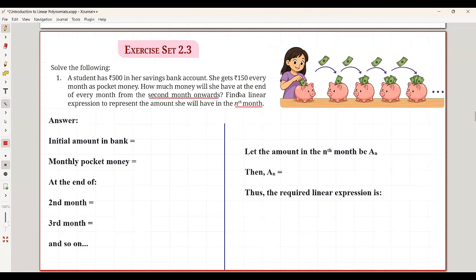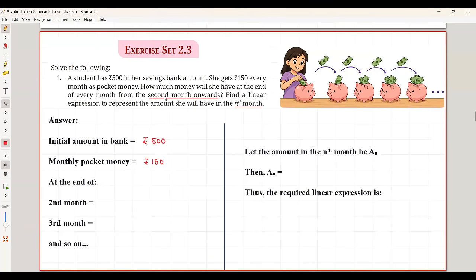Understand the question. A student initially has 500 rupees in her saving bank account. So the initial amount in the bank is given as rupees 500. Next, she gets 150 every month. Monthly pocket money is rupees 150. At the end of 1 month, how much money will she have? 500 plus 150, 650 at the end of the first month.